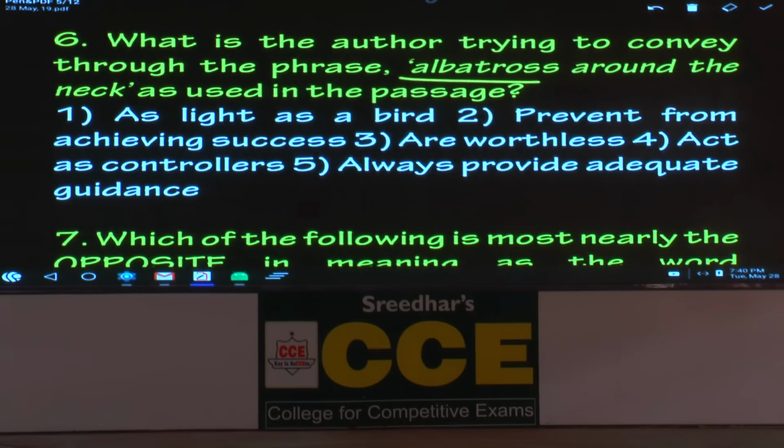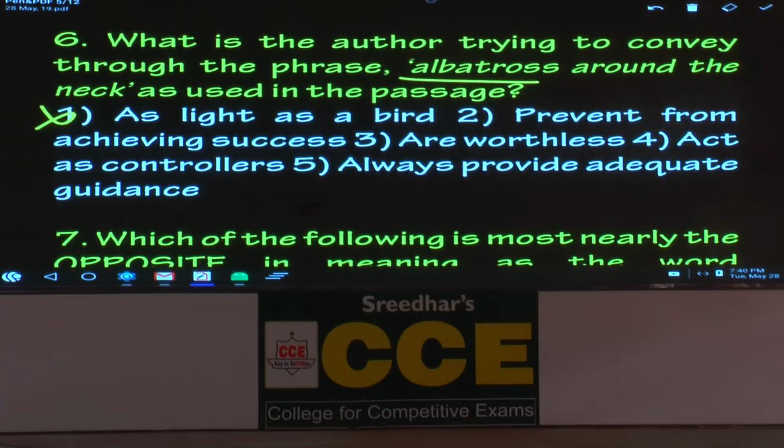A very majestic bird. But what is this? It's an idiomatic expression. But from the context, what do you understand? We'll use contextual awareness. As light as a bird. Does it have any negative connotation? So mark it wrong.